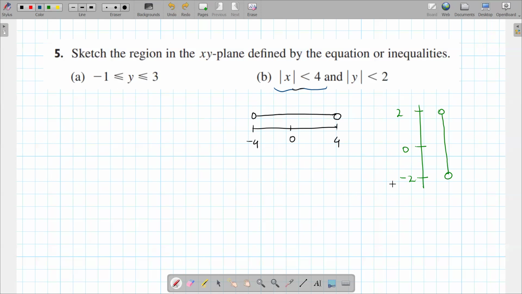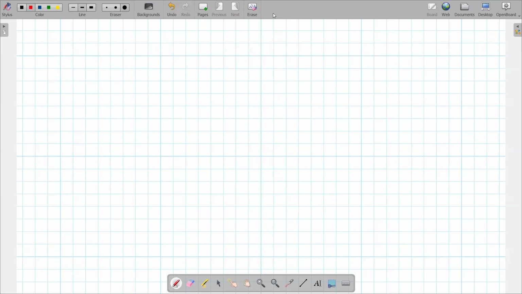And look at it, it just turns into a rectangle, basically. So imagine a grid, with -4 to 4 on the x and -2 to 2 on the y. So the answer to this question, since it's not inclusive, is going to be dashed lines. So it is this rectangular area. It's a little bit complicated. You have to combine two different inequalities.